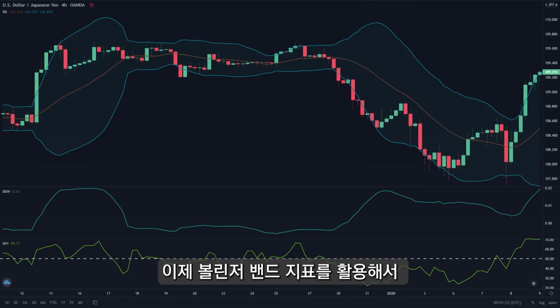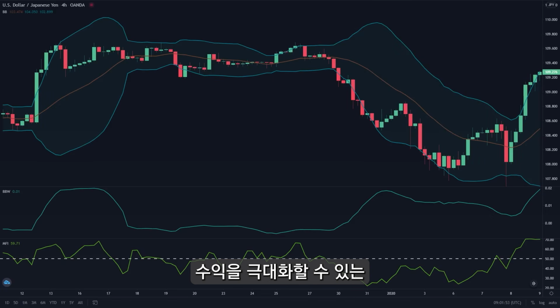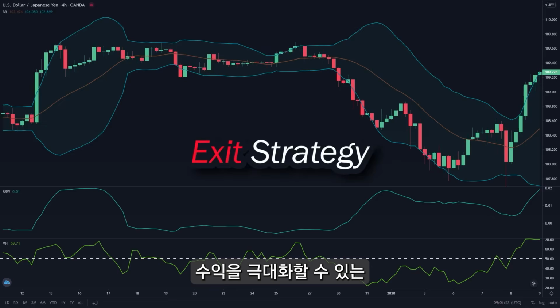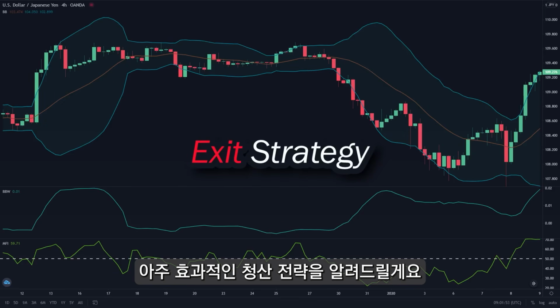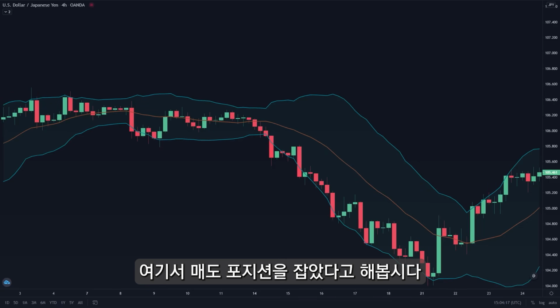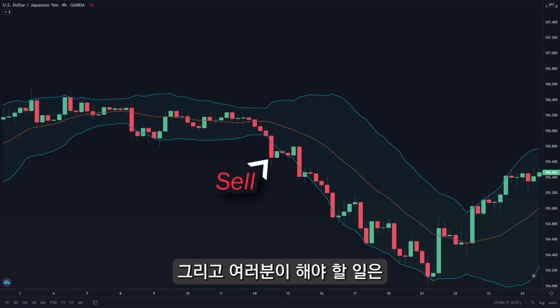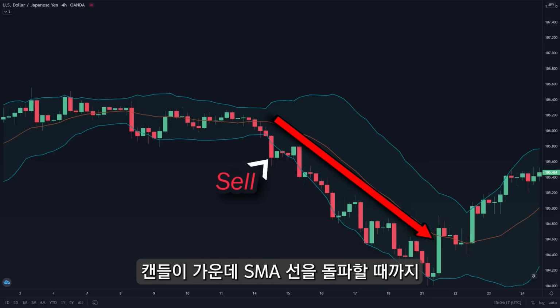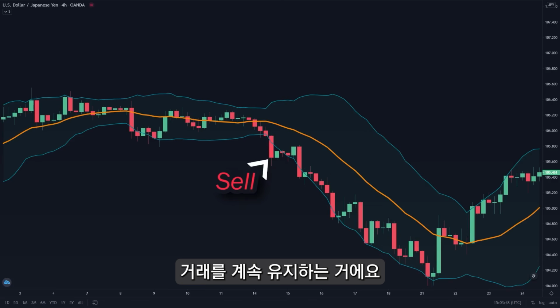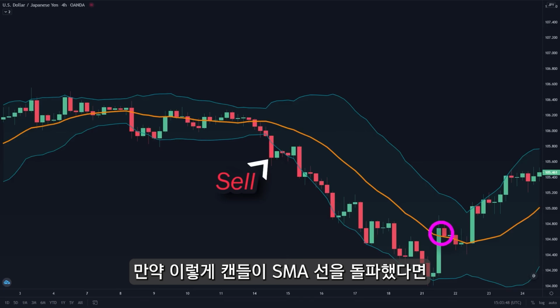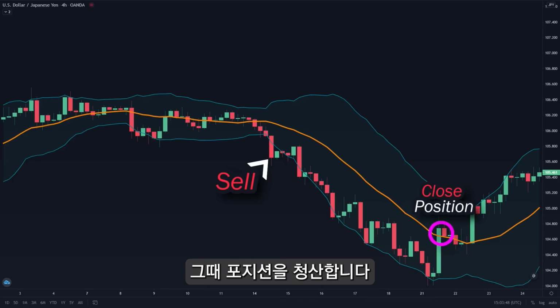So now, I'm going to teach you a really effective exit strategy that you can use to maximize your profits using the Bollinger Bands indicator. So let's say you took a sell position here, and what you want to do is let your trade run until a candle breaks out of the middle SMA line. If the candle broke out like this, you close your position.